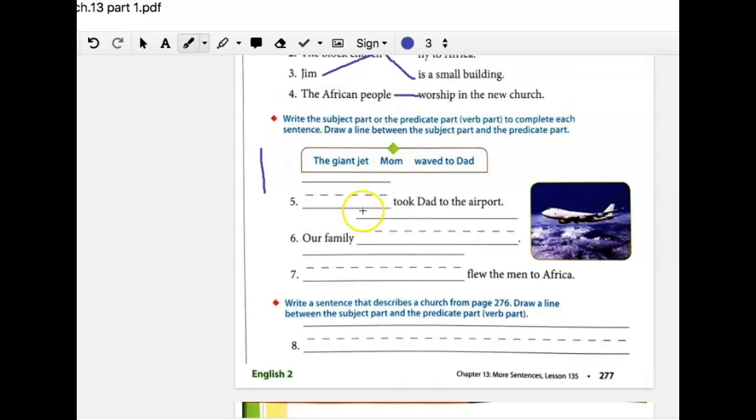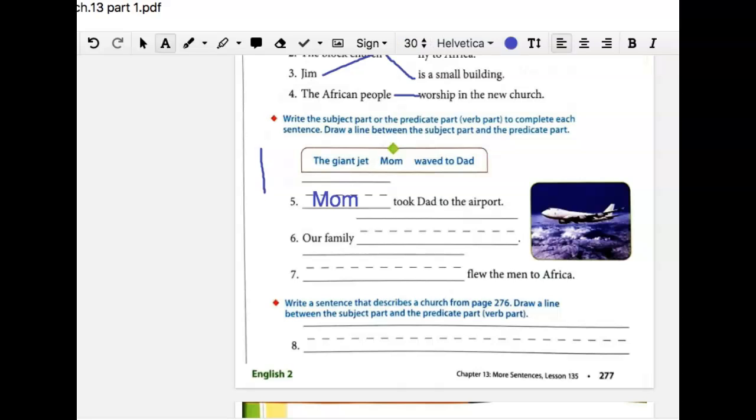Number 5, blank took dad to the airport. So looking at the word bank, would it be the giant jet took dad to the airport? Mom took dad to the airport? Or wave to dad took dad to the airport? Well, we are looking for who or what the sentence is about, right? We're figuring out who took dad to the airport. So it cannot be the last one, because the last one is the action part. Then it has to be the giant jet or mom. A jet is like an airplane, so it has to be mom.